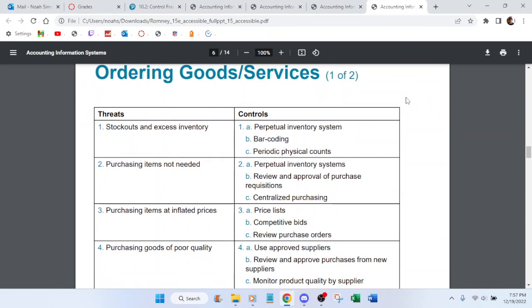Ordering goods, services. Threats: stock outs and excess inventory. The controls are a perpetual inventory system, bar coding, and periodic physical counts. Purchasing items not needed: use a perpetual inventory system.